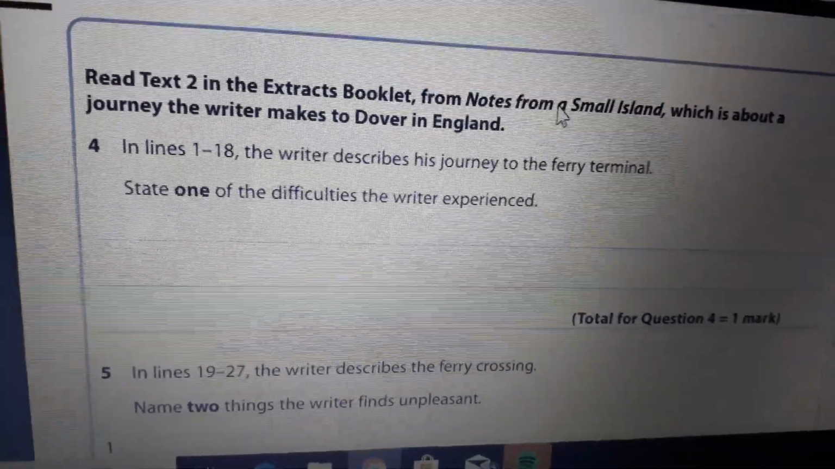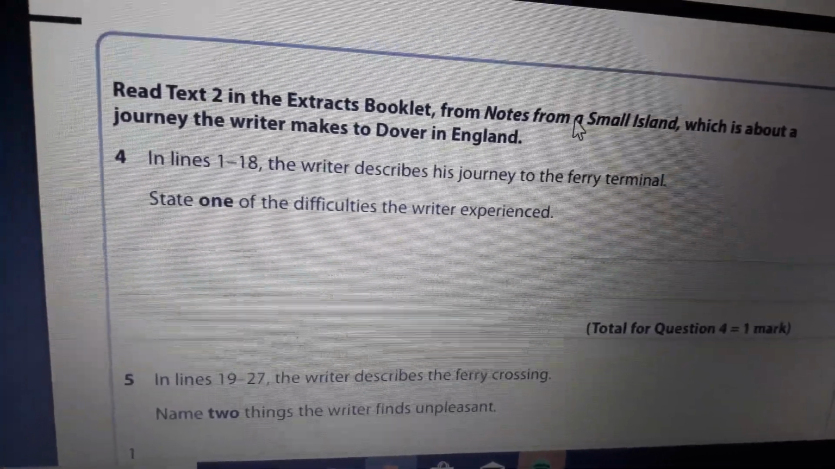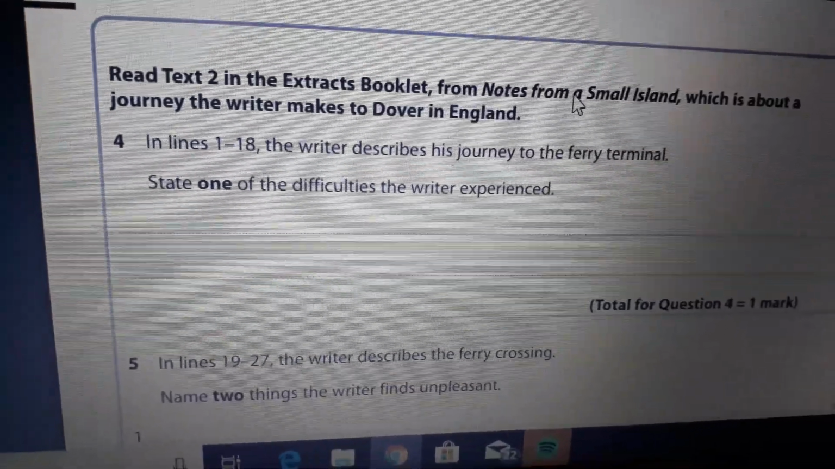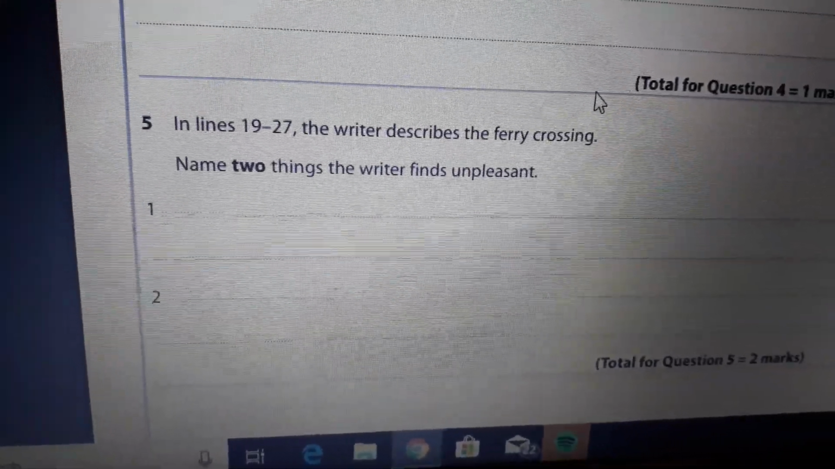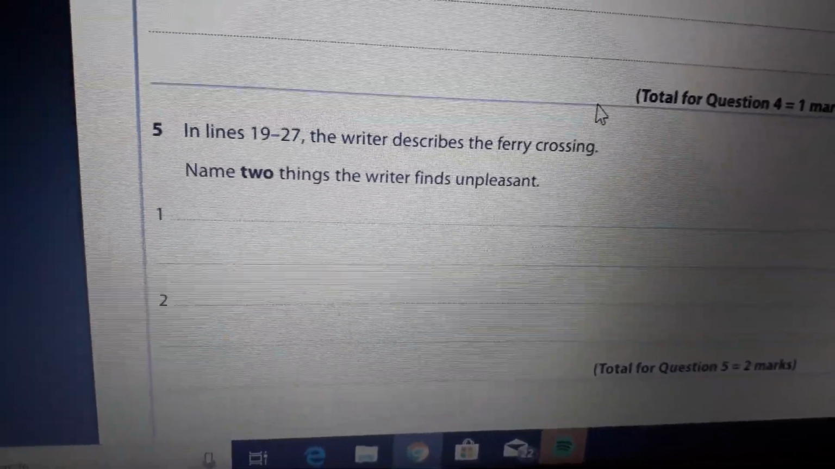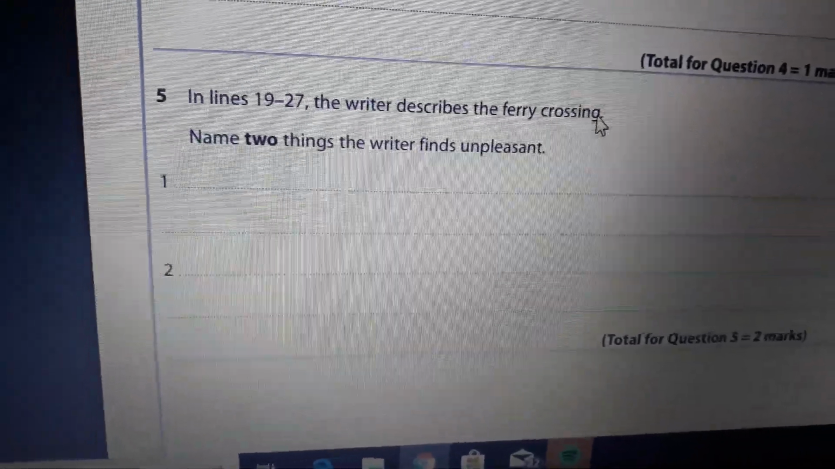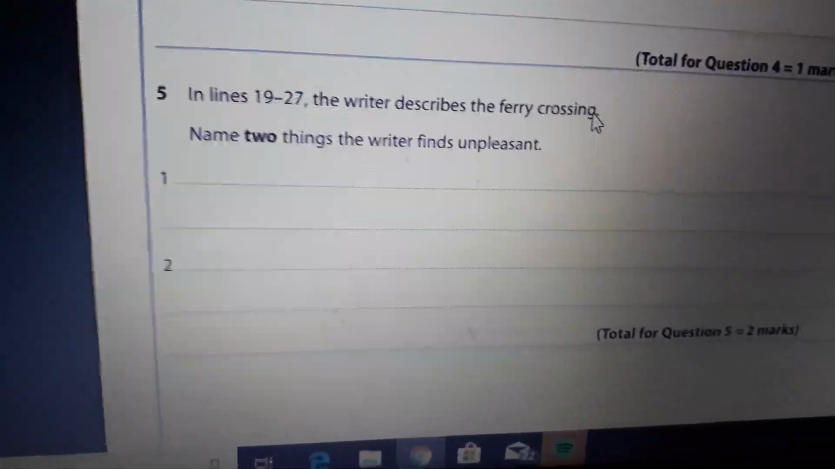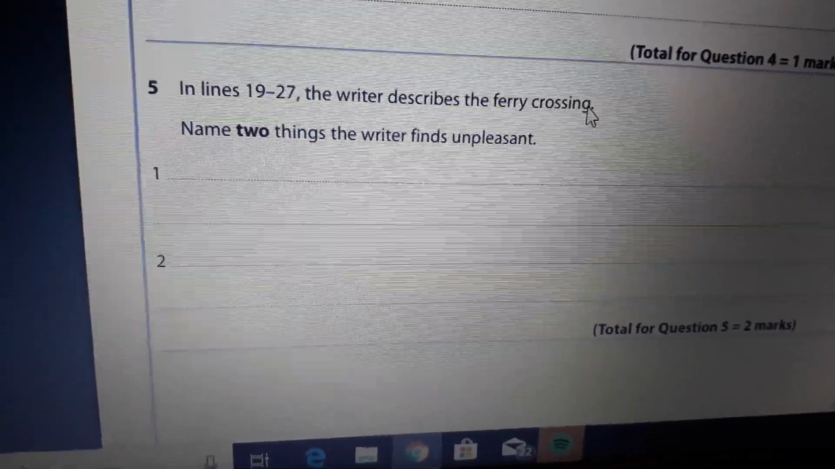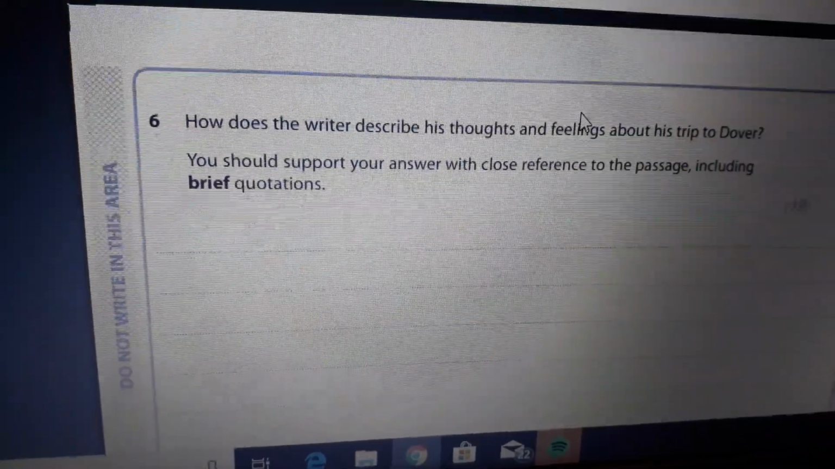Again, see a specific line reference, a 1 mark question. In lines 1 to 18, the writer describes his journey to the ferry terminal. State one of the difficulties the writer experienced. Again, line reference. In lines 9 to 27, the writer describes the ferry crossing. Name 2 things the writer finds unpleasant. 2 things, of course, 2 marks. Don't worry, you don't have to count the line numbers. Line numbers will be given in the margin of the text. So let's move on and see what question number 6 and question number 7 are.